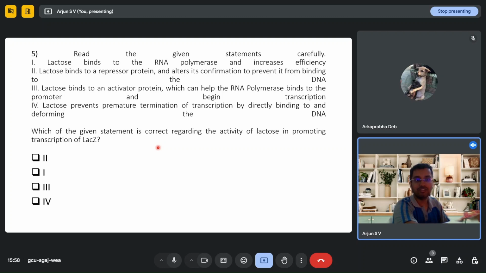This is also a very theory based question. The answer is statement 2, which is lactose binds to the repressor protein and alters its conformation to prevent it from binding to the DNA. It's a question based on the lac operon. So I'll move on to the next question.